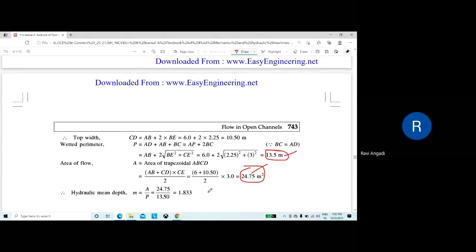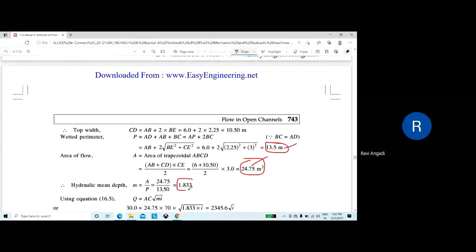Then M is 1.833, correct? Yes, sir. Okay, then you calculate I. Yes, calculate. Keep it in fraction. Always 1 in 1000, 1 in 2000, like this. So 1 by 612.47. Yes, sir.